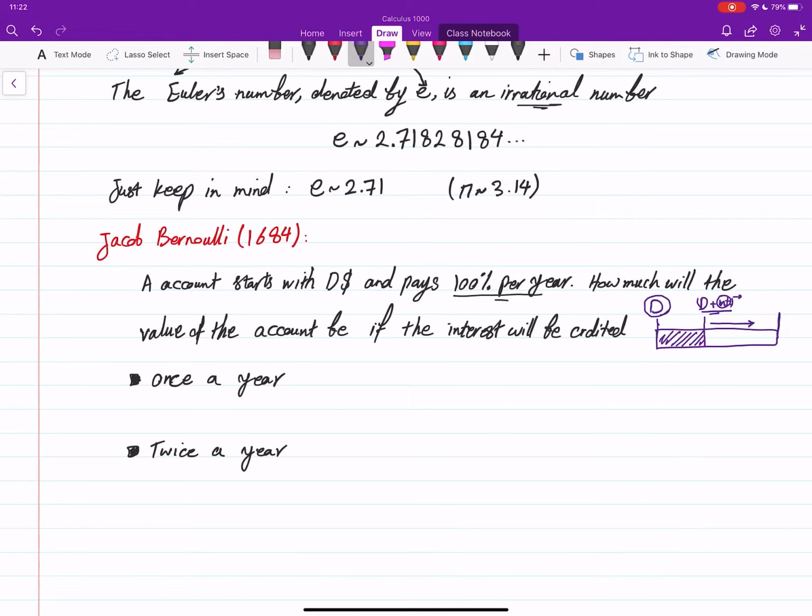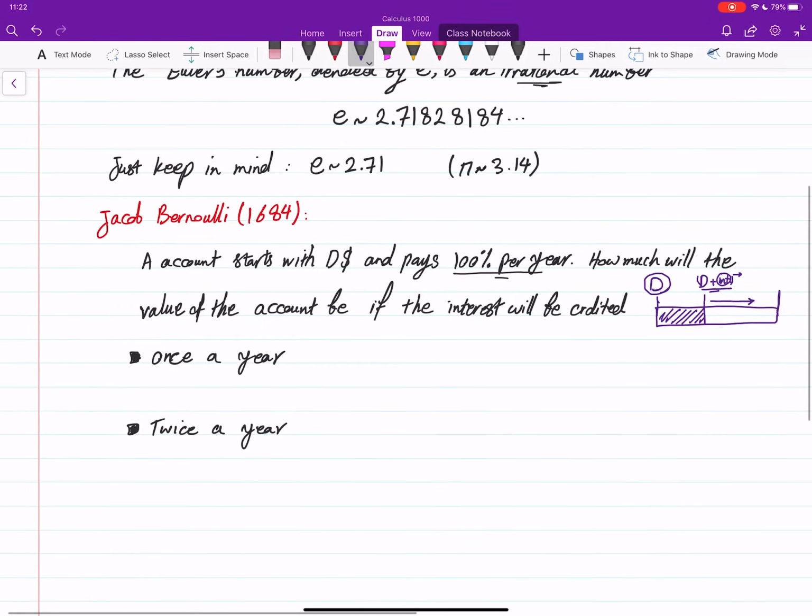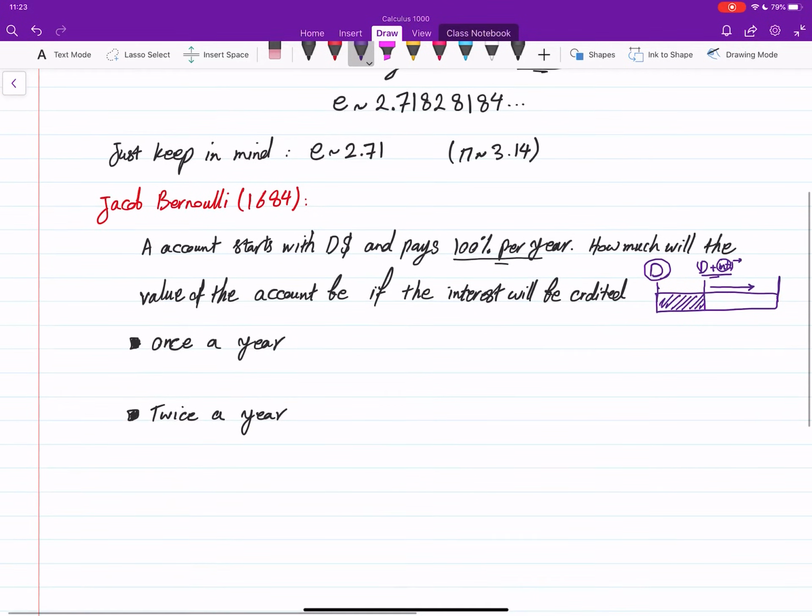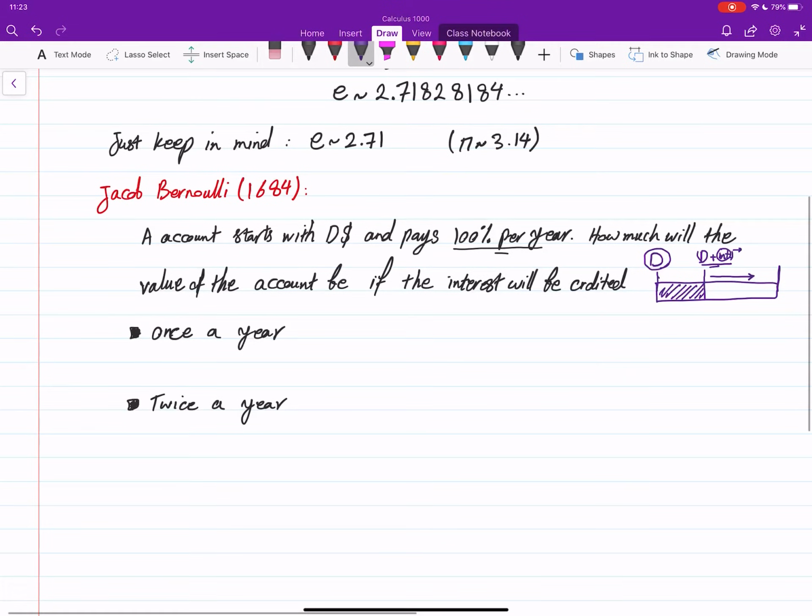That's why it will change the value, the amount of money in the account at the end of this 1 year. Okay, the very simple case is that we start with 1 year.